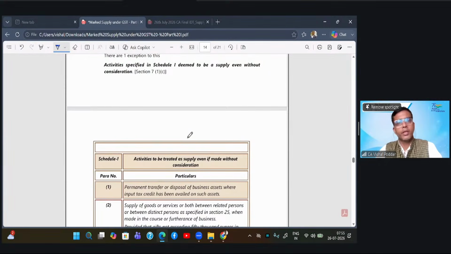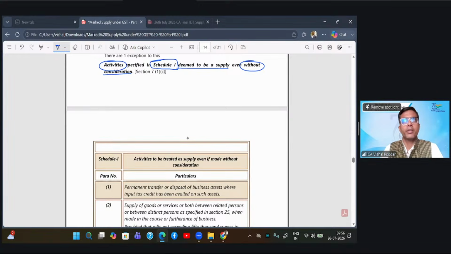Now, within consideration, there are some activities given in Schedule 1 as per Section 7(1)(c), where consideration is not required and still it becomes a supply. So this Schedule 1 is also said to be a deemed supply. Now, what is this deemed supply? Even where consideration, which is one of the important elements of supply, is missing, those activities will be leviable to GST. So these are those specific cases which are an exception to the condition of consideration.